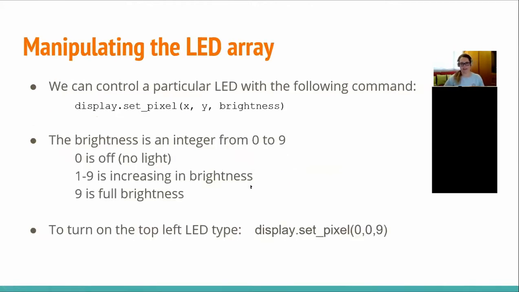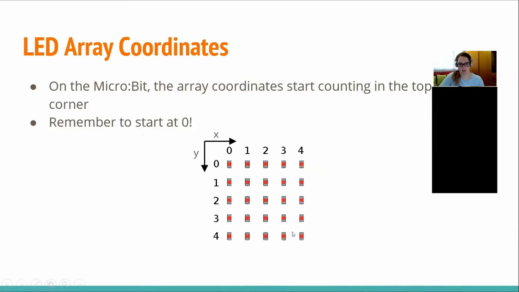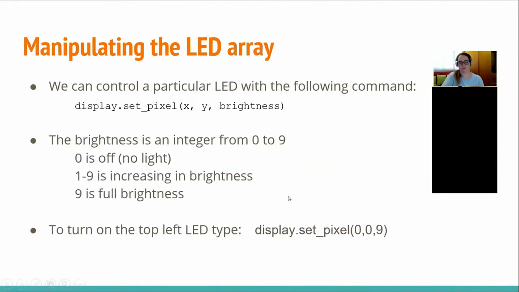Yeah, we can control a particular LED with the following command. As you can see here, display.setPixel, X, Y, brightness. So we tell it, okay, I'm talking about our display on our microbit. On our display, I want to access the function setPixel. So I'm telling you, all right, I'm now talking about this specific pixel. Now we tell it what pixel we're looking at by giving the X coordinate and the Y coordinate. So if I want to talk about this pixel here, I would say display.setPixel 3, 2, because it's the third one across and the second row down, if you include 0 as well.